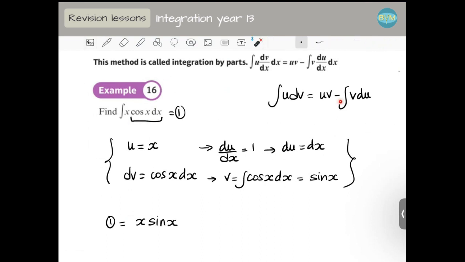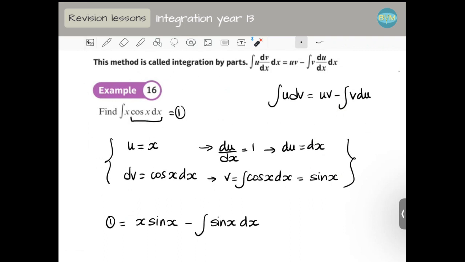Then minus, and I'm going to do another integral. That second integral, the purpose of this whole thing, is that the second integral is easier. So sometimes you can do it straight away. Sometimes you will need to use parts again, but just once and then it's done. Yeah. So minus the integral of v, which is sine, the u, which is the x. Yeah, so v du. And now we know how to do that integral.